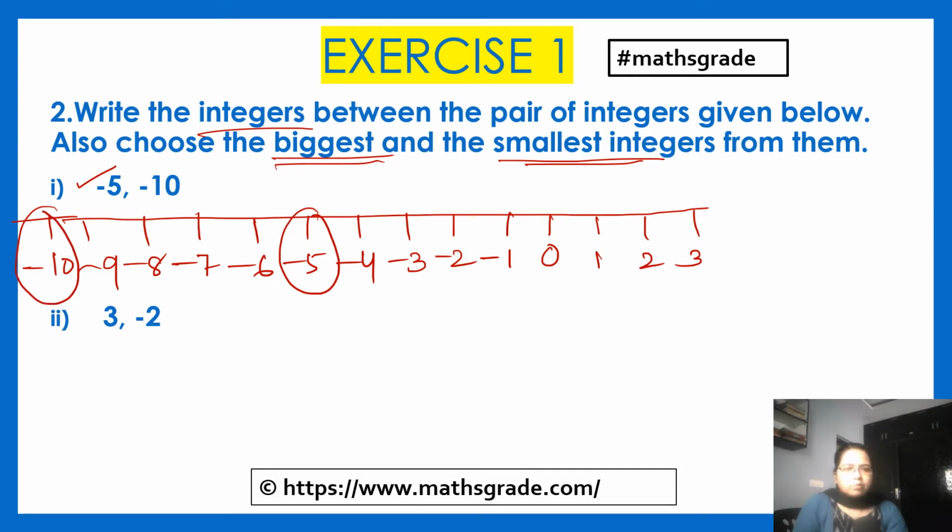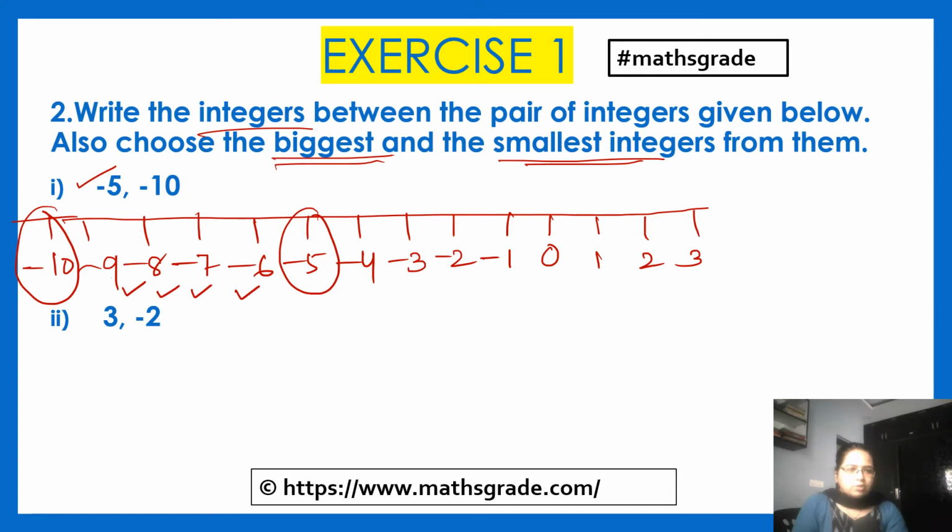From these two numbers, the integers between -5 and -10 are -9, -8, -7 and -6. These four numbers are between -5 and -10. Now we have to find the biggest and the smallest integer from these four numbers, -6, -7, -8, -9. When we compare negative integers, the smaller number with a negative sign will be the biggest integer, and the bigger number with a negative sign will be the smallest integer.